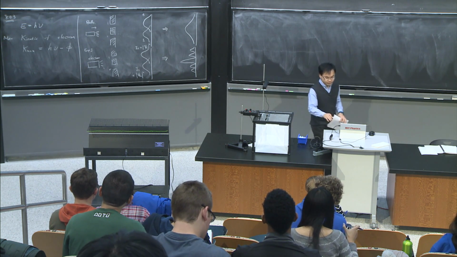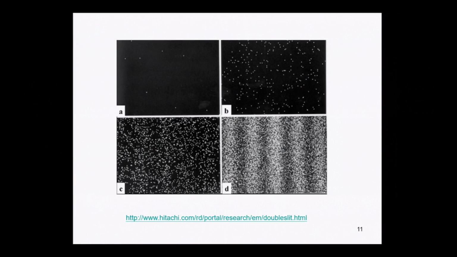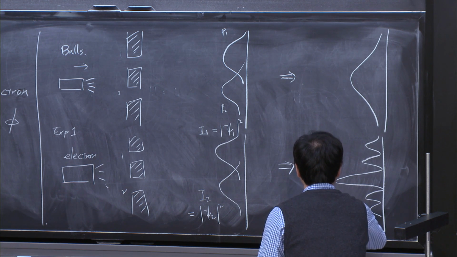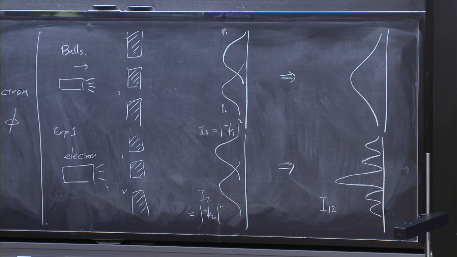As you can see from this experimental result, you see some kind of pattern. You have the peak, you have the valley as a function of position in the detector. And we can call this I12, which is when you don't identify which slit the electron goes through, then you have the intensity, which is called I12.